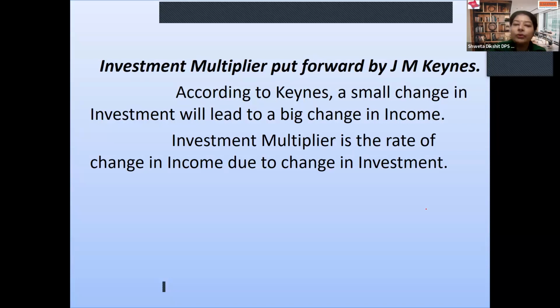So what he said about the multiplier is that the investment multiplier is the rate of change in income due to change in investment. We know this very well, that an initial investment of a very meager amount further results in a hike in income. That hike in income is because of the initial investments made. But to what extent has there been a change in income? To measure that, we use a tool which is known as the multiplier.